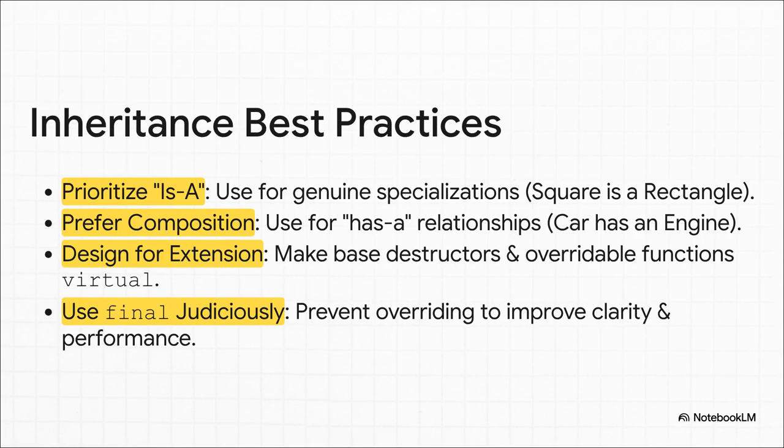So this all brings us to some really important, hard-won advice. Use inheritance thoughtfully. It's perfect for true is-a relationships. But for has-a relationships, like a car has an engine, you're almost always better off using composition. That just means putting an engine object inside your car class. It's cleaner. And always design your base classes for extension by using virtual. And don't be afraid to use the final keyword when you want to say, this is it, no more changes.